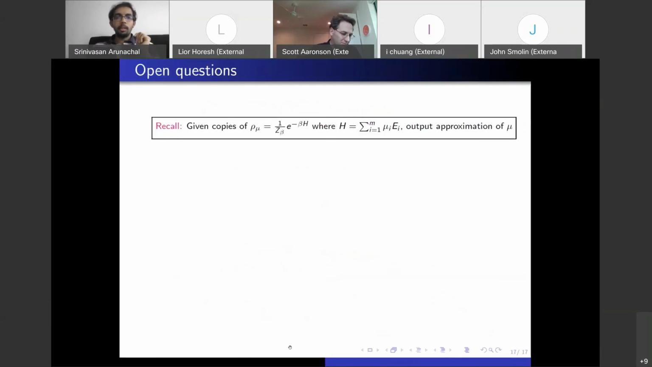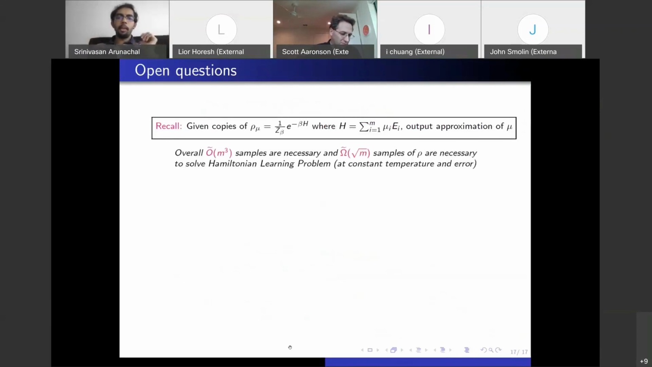So let me quickly conclude. Right, so we looked at this Hamiltonian learning problem. Given copies of a Gibbs state, can you learn a Hamiltonian? What we showed is that for constant temperature and error, everything being constant, polynomial in n many samples of this Gibbs state suffice, and this is polynomially tight as well. So of course, the first natural open question is, can we tighten this gap between upper and lower bounds?